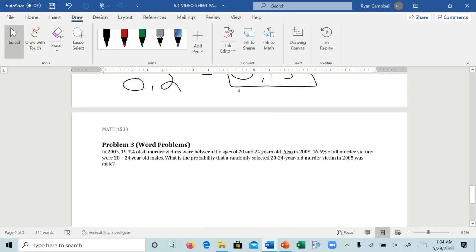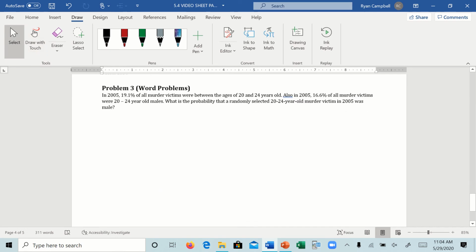All right, let's do one more. So problem number 3. In 2005, 19.1% of all murder victims were between the ages of 20 and 24 years old. Also in 2005, 16.6% of all murder victims were 20 to 24-year-old males, excuse me. What is the probability that a randomly selected 20 to 24-year-old murder victim in 2005 was male?